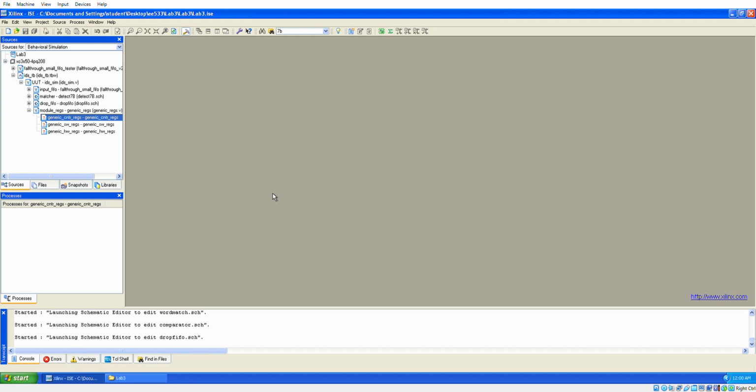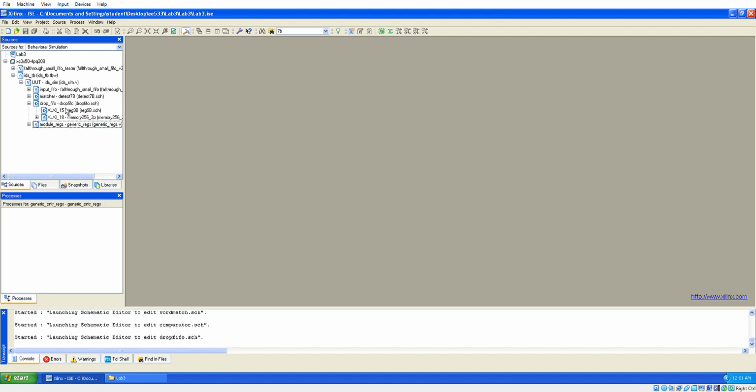This is a demo for Lab 3 of EE533 in spring of 2025 with Professor Young Cho. In this lab, we had to put together a couple schematics and then simulate everything with a provided test bench. So I'll just start off by going through the schematics that we had to design.